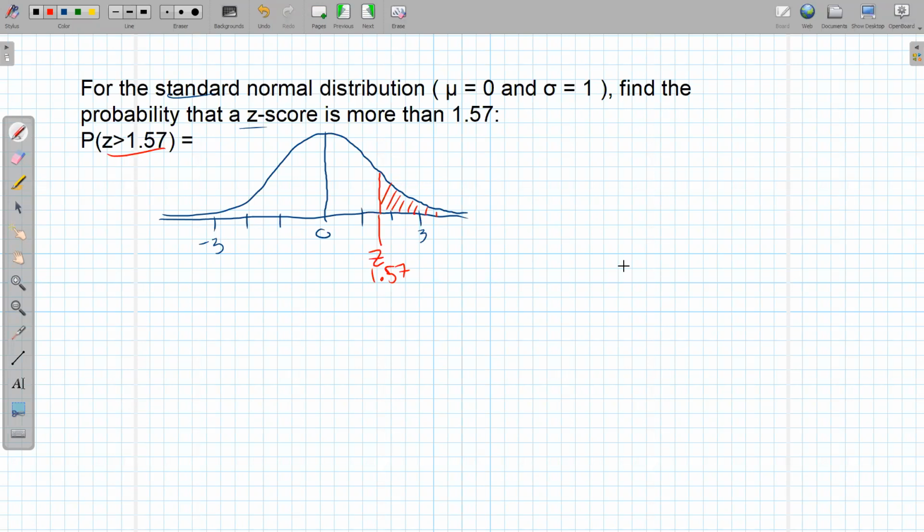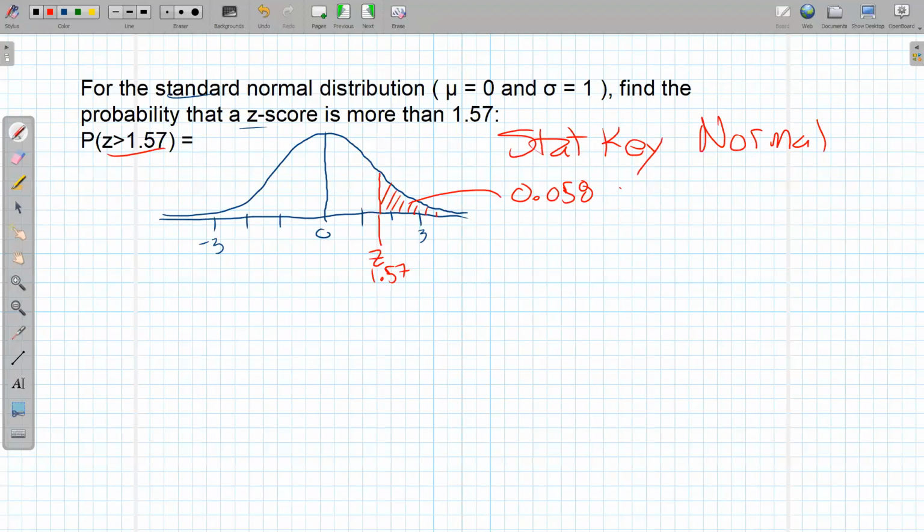All right, so according to Stack Key's normal calculator, we found that this right here is about 0.058. And sometimes we state these things, this could be a p-value, as decimals. Sometimes we state them as percents. Pay attention to the fine print in the problem you're working on. So maybe my answer is 5.8 if I need the percent symbol.